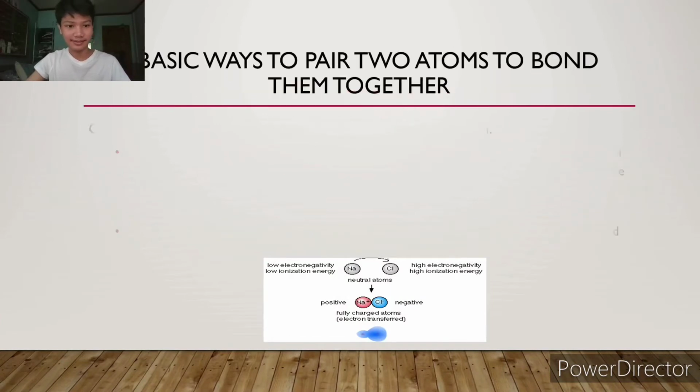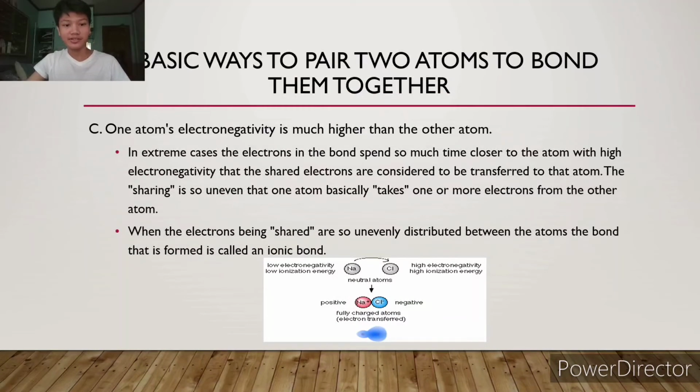Next, one atom's electronegativity is much higher than the other atom's. In extreme cases, the electron in the bond spends so much time closer to the atom with high electronegativity that the shared electrons are considered to be transferred to that atom.